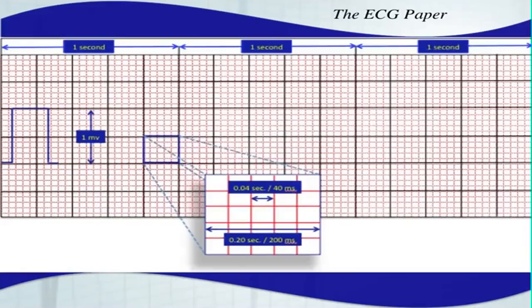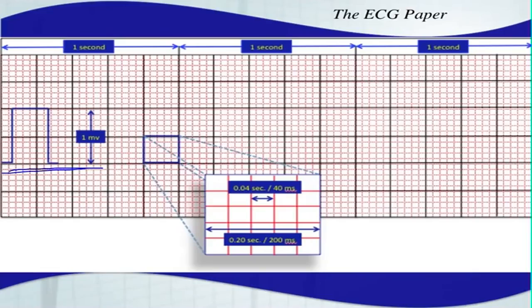Now, if you're going up and down, you're talking about voltage. It's important to remember that 2 large boxes is 1 millivolt. That's what this information over here is telling us. 2 large boxes is 1 millivolt going up. And usually your machine, your monitor, will calibrate that.